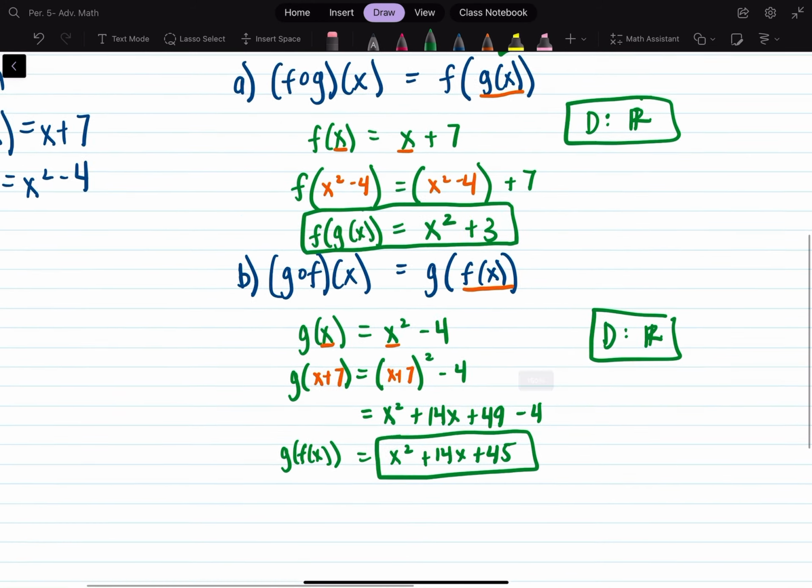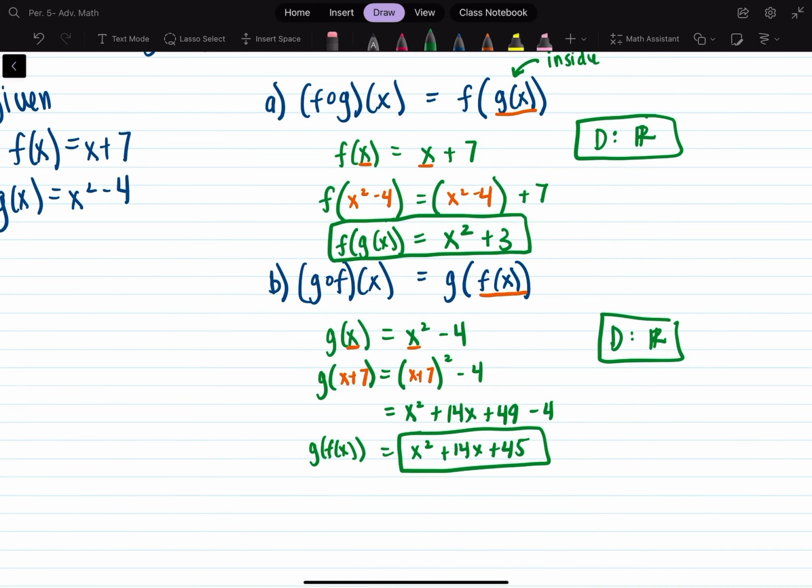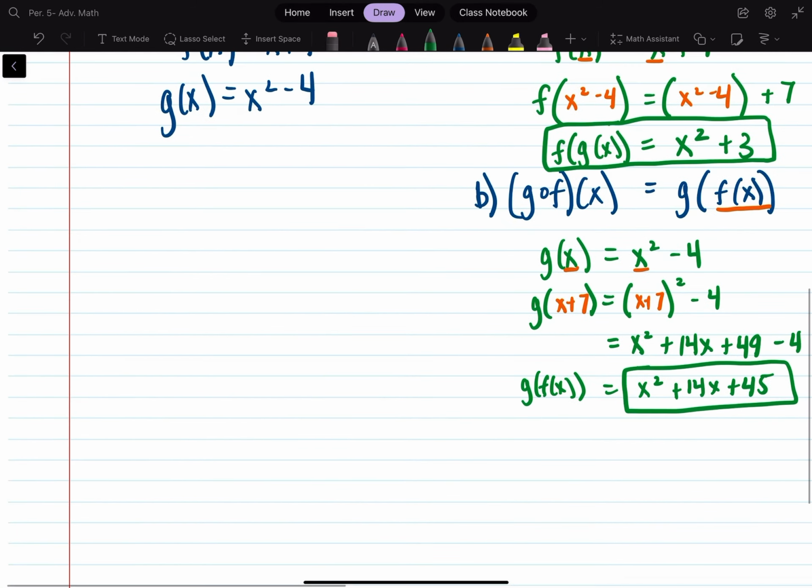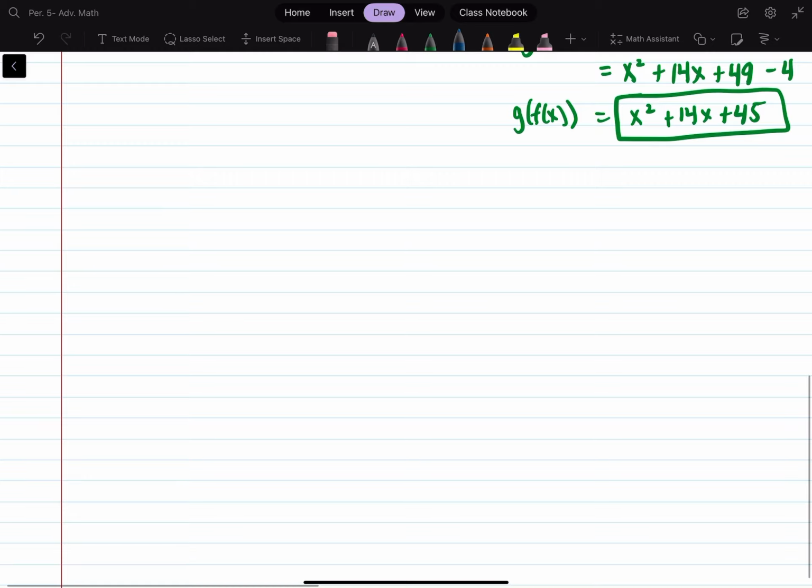All right, we're going to go ahead and do one more example, and we're going to make these functions a little bit more complex. Example 2. Let me go ahead and give you guys something a little bit more difficult. Let's try this one.